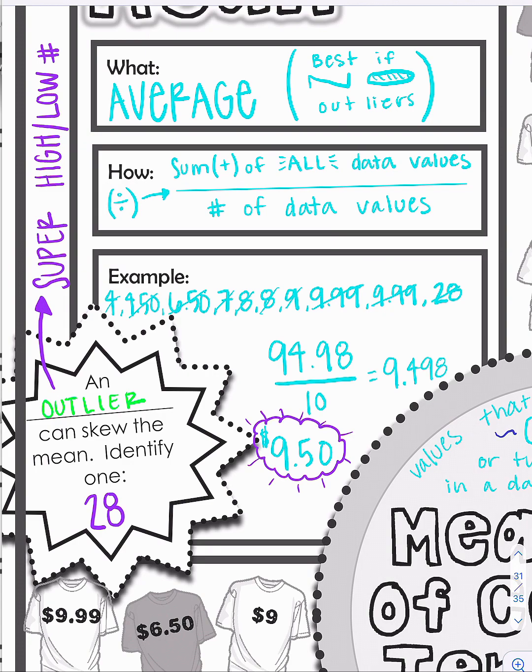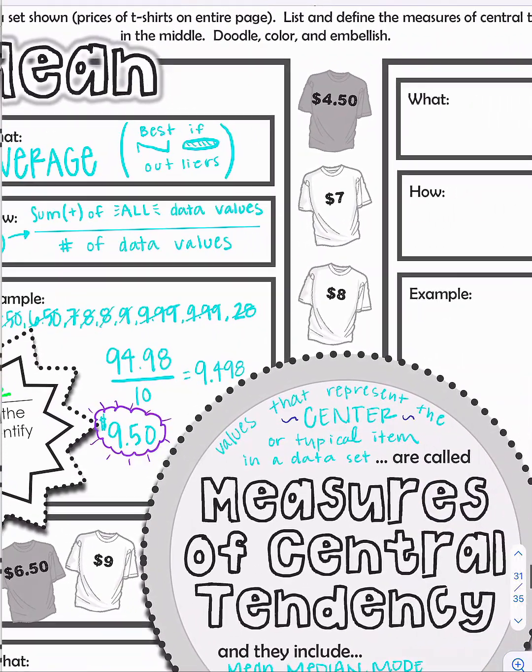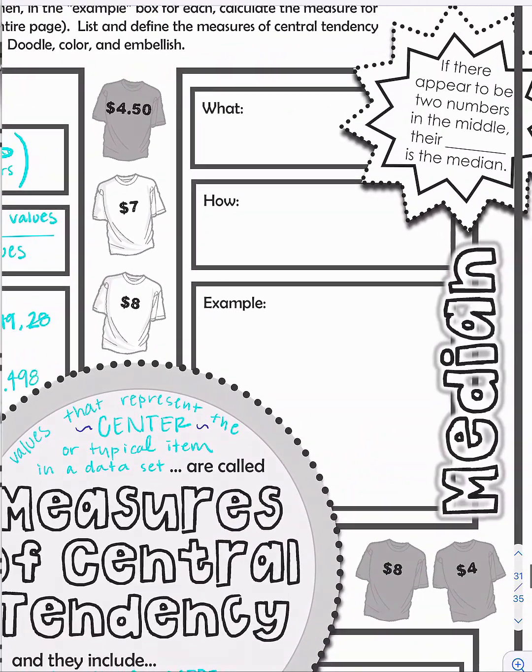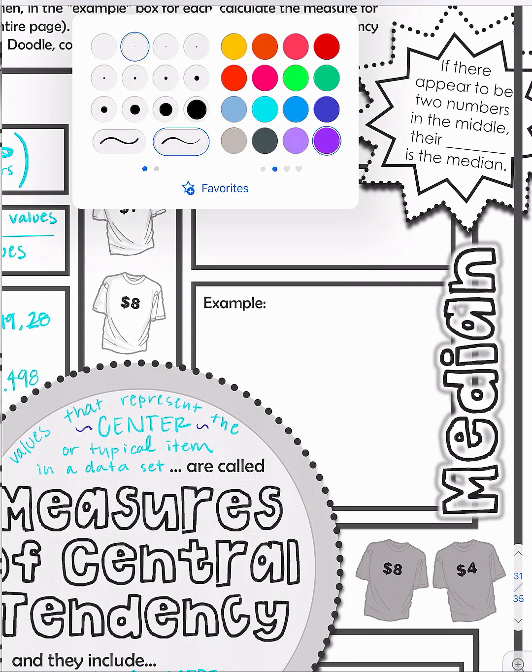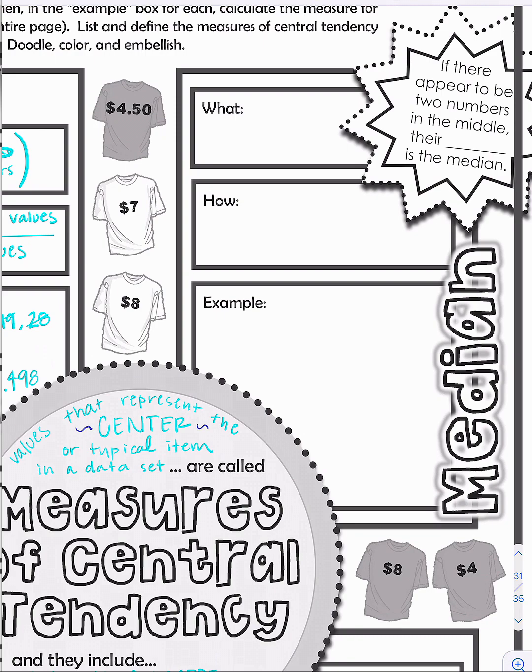Okay, so let's go ahead and go on. We're going to slide over here now to our next measure of central tendency that we're going to talk about, and that is our median. Okay, so the median, if you've ever been driving in the car, you might have heard your parents talk about the median in the road. That's just the middle. It's the middle number.